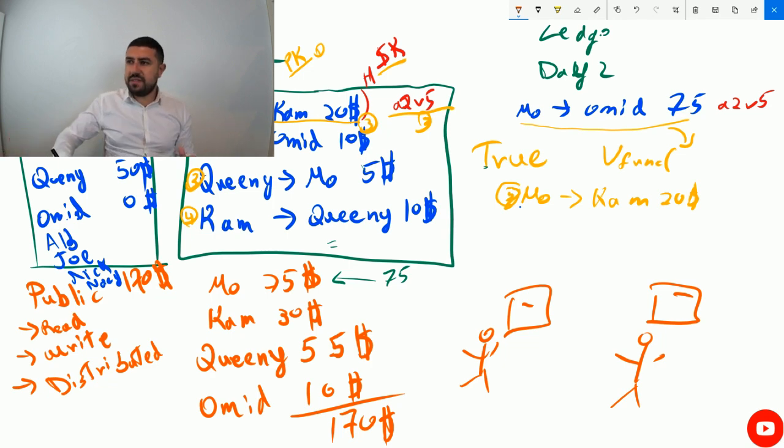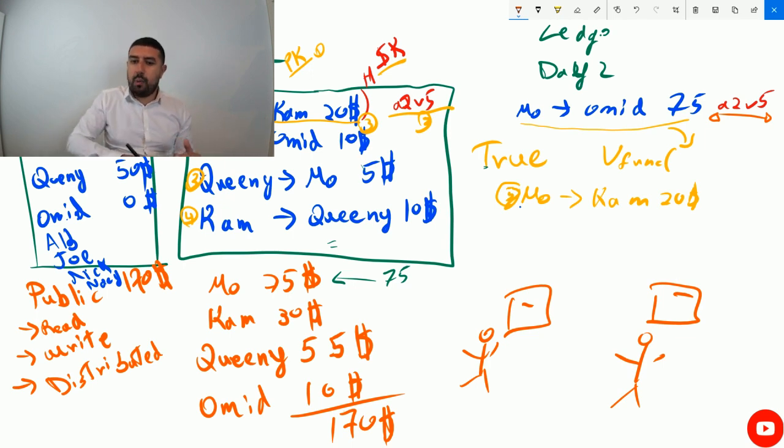And what happens if Omid says here, he tries to trick people by saying Mo sent me $75 and he forges the signature. Who's responsible for making sure that these signatures are correct? Who verifies that? And who verified that this actually is the right ledger and it's not a different ledger that's somewhere else, right? So there are still these issues.